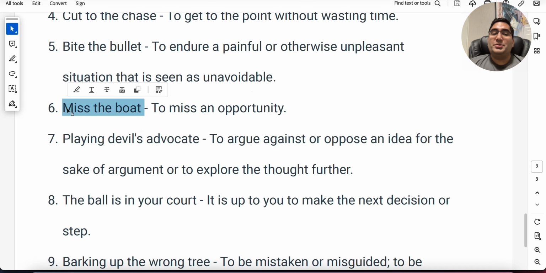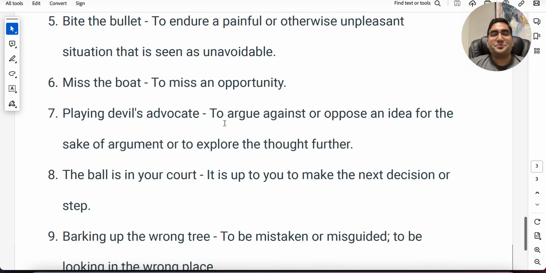Miss the boat is to miss an opportunity. Pretty simple, right? So I don't want to miss the boat on this new job offer. That's why I couldn't attend your birthday party. Again, this could be part six speaking. You could do this in the formal emails as well. I don't want to miss the boat on this unique opportunity, so please find my attached resume.